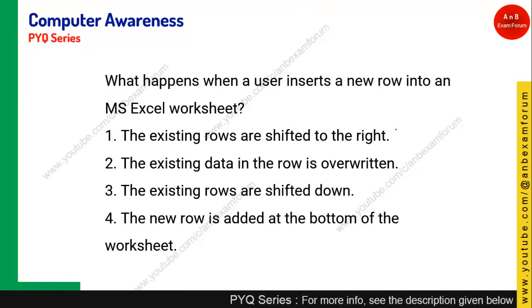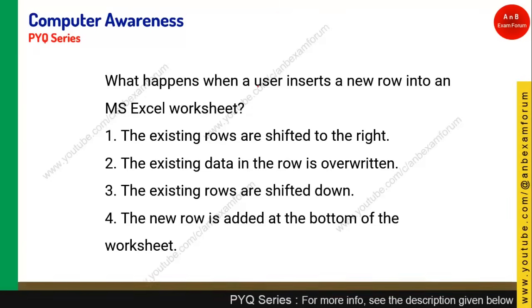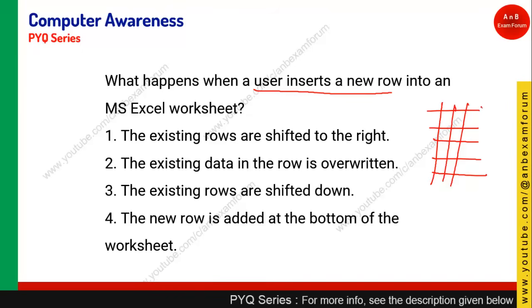Coming to the next question, what happens when a user inserts a new row into an Excel worksheet? So I am inserting one row. What happens? You should know that rows are the horizontal ones, whereas the vertical ones are the columns. The option says existing rows are shifted toward right, but rows are not going to shift right. Columns can be shifted to right, but generally a row can be inserted at the top or the bottom.